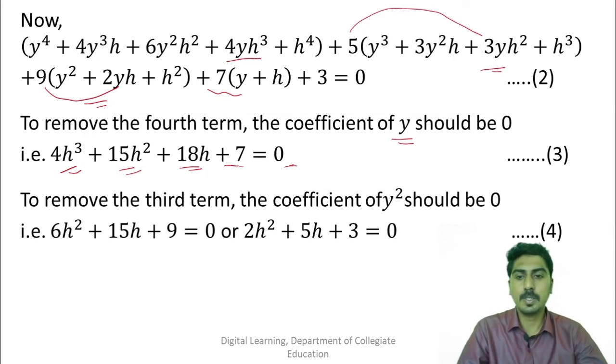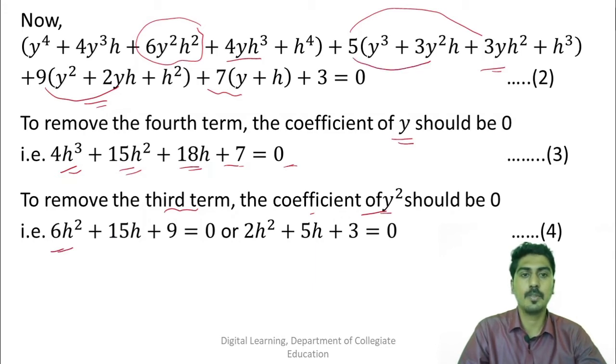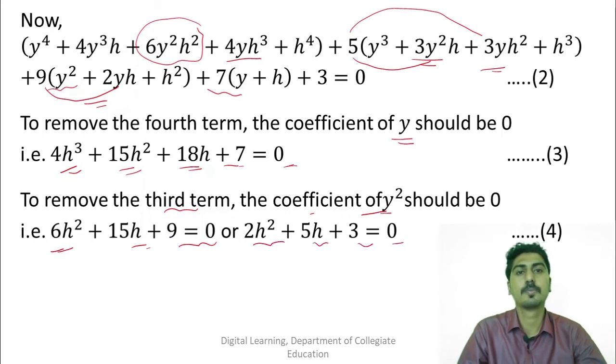To remove the third term, the coefficient of y square should be equal to 0. Here we have y square, so 6h square, 5 into 3, 15h, plus 9. This should be equal to 0, or 2h square plus 5h plus 3 equal to 0.